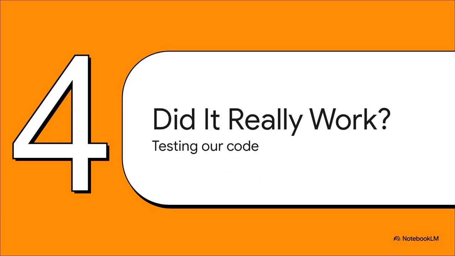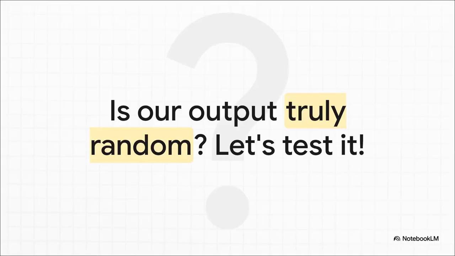The code is written. It looks like it should work, but the whole point was to be random, right? So the only real way to know if we nailed it is to actually test it out. You know, this is such a critical step in any project. A program can look perfect, but you have to prove it does what you think it does. So let's give our digital die a few shakes and see if we've really created something random.